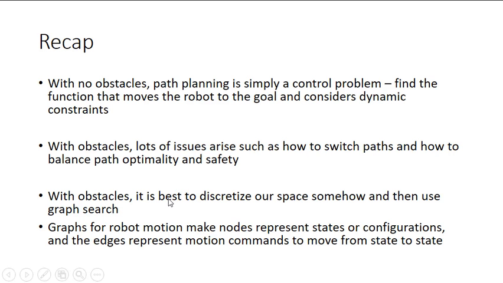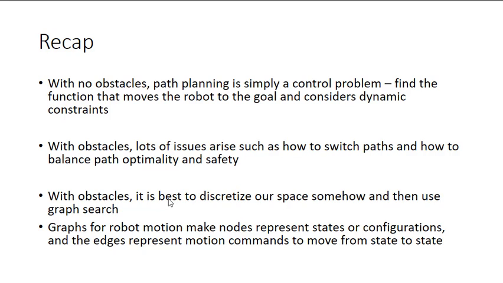Okay, we're going to continue the talk about motion planning by talking about road maps today. So, first, let's just recap. With no obstacles, path planning is just a control problem: find the function that moves the robot to the goal and that considers the dynamic constraints of the robot.